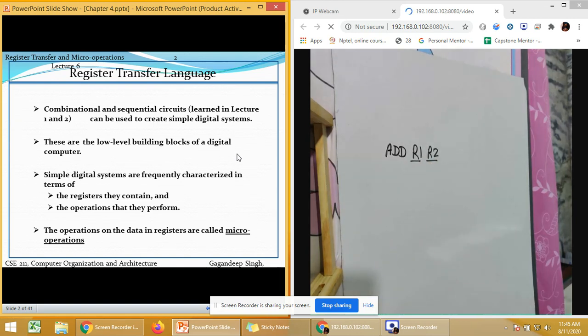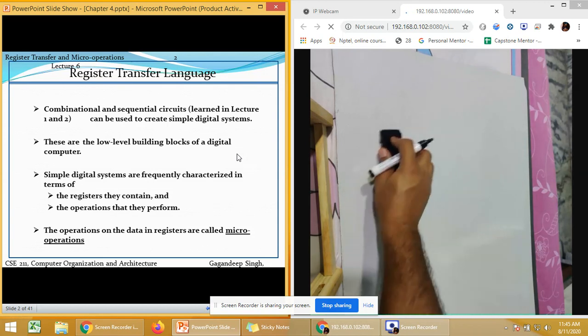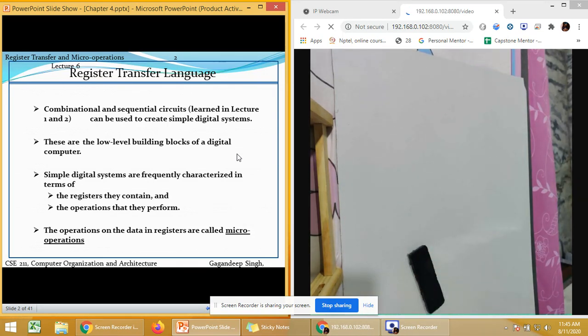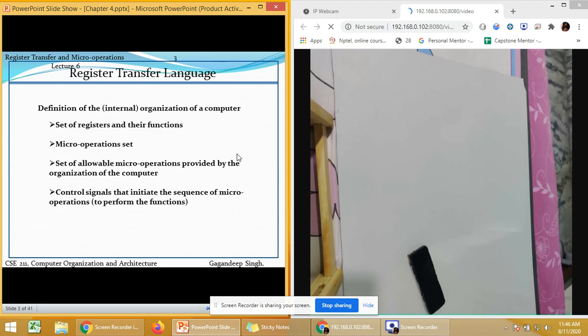Okay. Now, in the last lecture, we have studied about the different combinational and sequential circuits. So these small circuits are the building blocks of a digital computer. Okay, so in a digital computer we have the registers. We can characterize the digital systems with the help of what registers they are having and what type of operations they are going to perform. Okay, so the operations that the data registers do are known as micro operations.